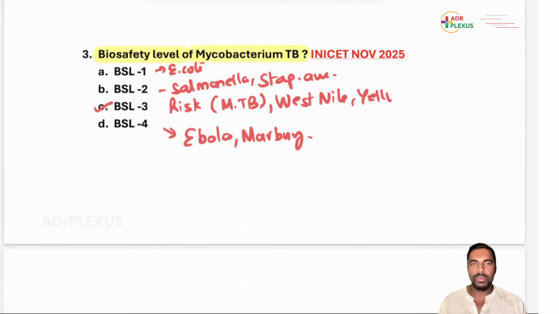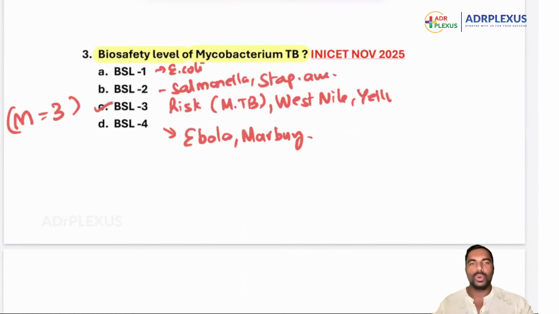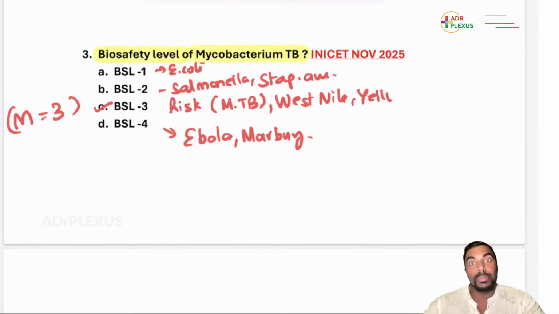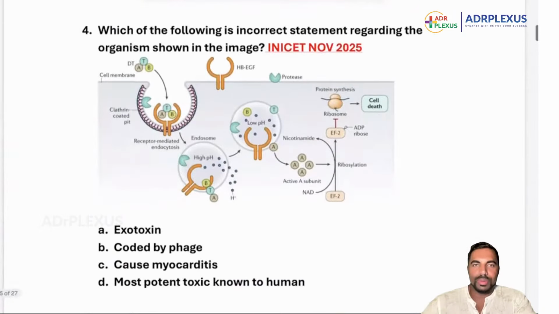So hereafter we'll remember Mycobacterium TB: M for Mycobacterium, TB, M is equal to 3. Something like this you can remember also. We'll have more questions, discussion and practice for your upcoming NEET-PG. Okay, so that's fine. So the TB question is done.